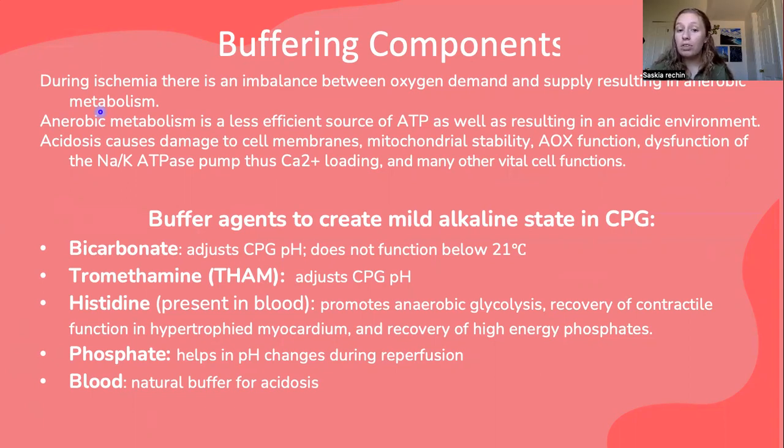So the most commonly used buffering agents are going to be bicarb, histidine, which is going to be present in blood as well, phosphate, and then blood itself has a lot of these things naturally in it, which are going to be very effective, and that's the advantage of adding blood on its own.